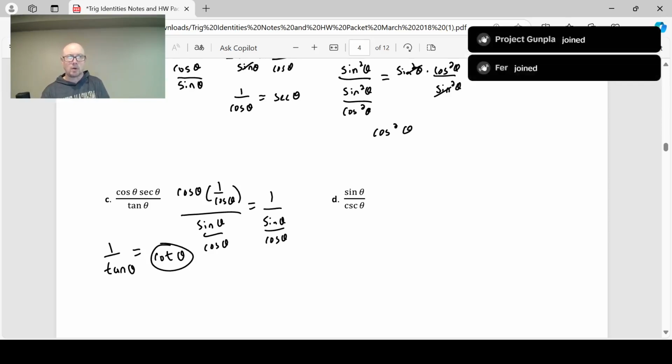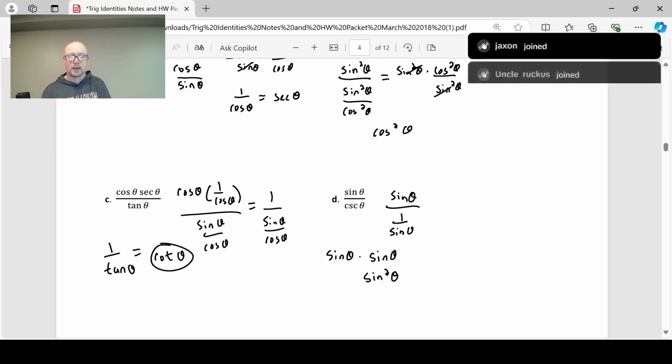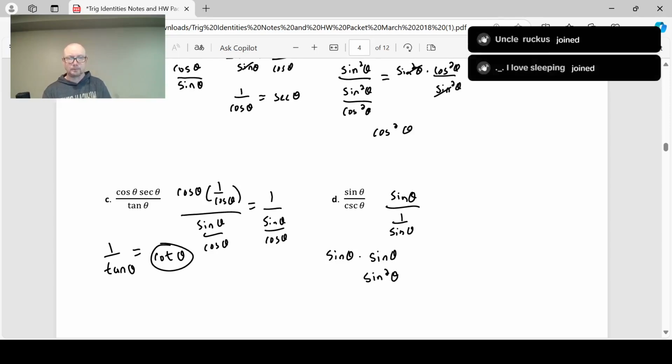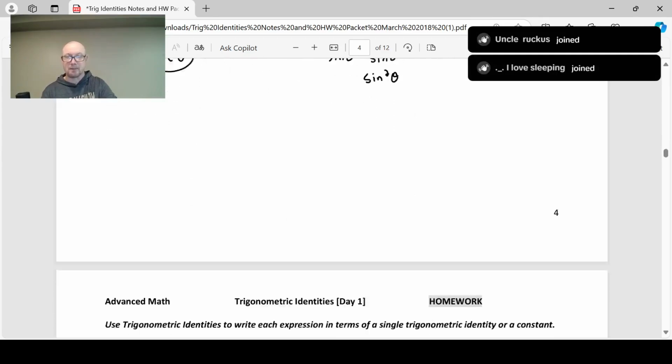All right, so in the last one, we've got sine theta divided by cosecant theta. So I'm going to replace cosecant theta with 1 over sine. So I got sine theta up top, and 1 over sine theta in the denominator. If I multiply by the reciprocal, I would get sine theta times sine theta, so I would get sine squared theta. That would be an example of using complex fractions in order to simplify, where you have fractions in the top and the bottom.